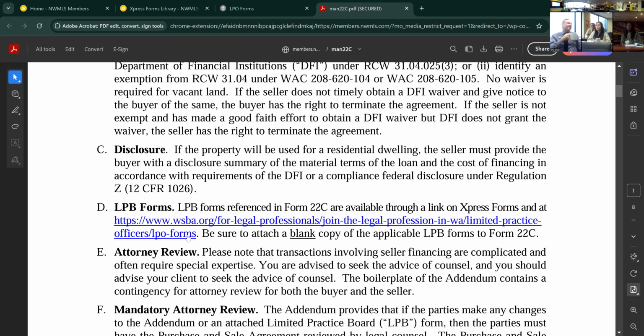Every single time you guys are involved in one of these types of situations where the seller's gonna do seller financing, it's always a good idea to remind them that they can seek legal advice. Especially if they're trying to do the amortization and all of the other payment schedules, and that's stuff you guys cannot do.